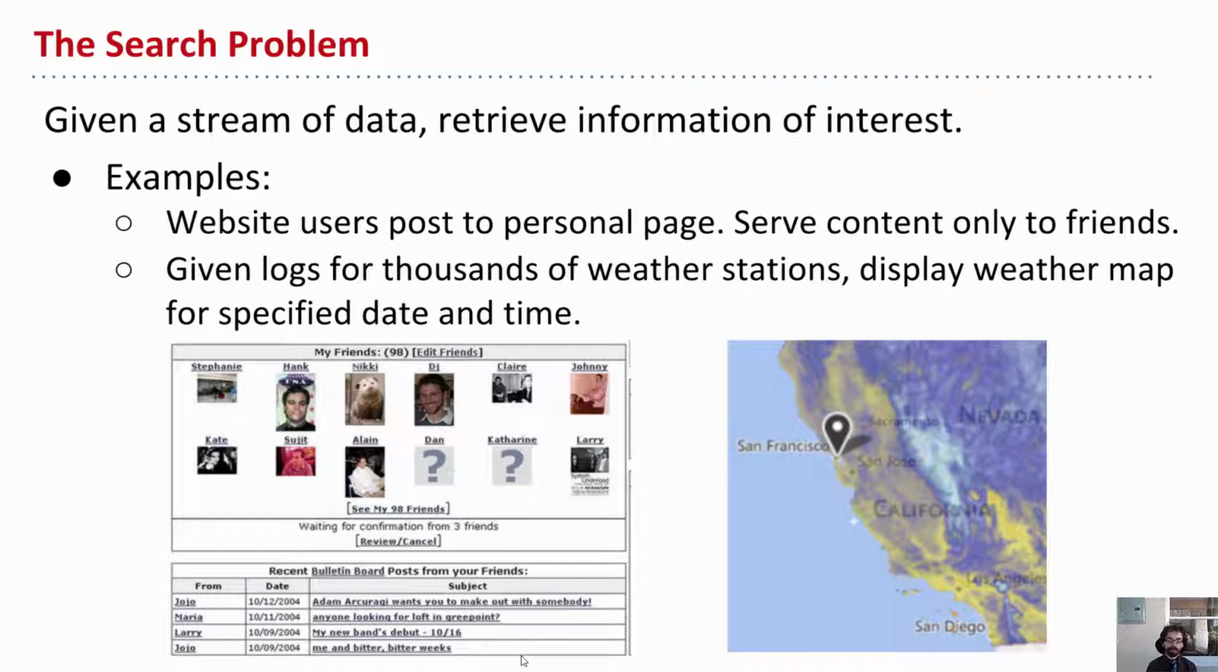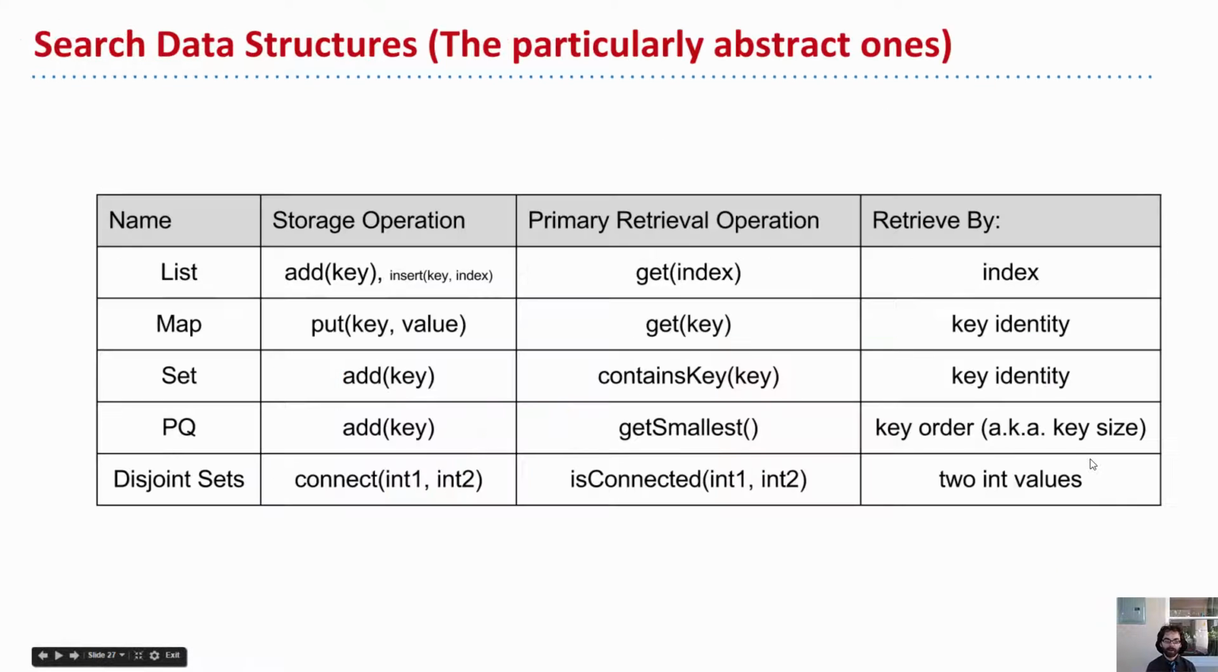Or another example, given logs for thousands of weather stations, I want to display weather maps for the specified date and time. I want to say that on some particular day, this is what the weather looked like in the West Coast region. Okay? So that is what these data structures fundamentally are all doing for us. Pretty much all of them that we've seen so far.